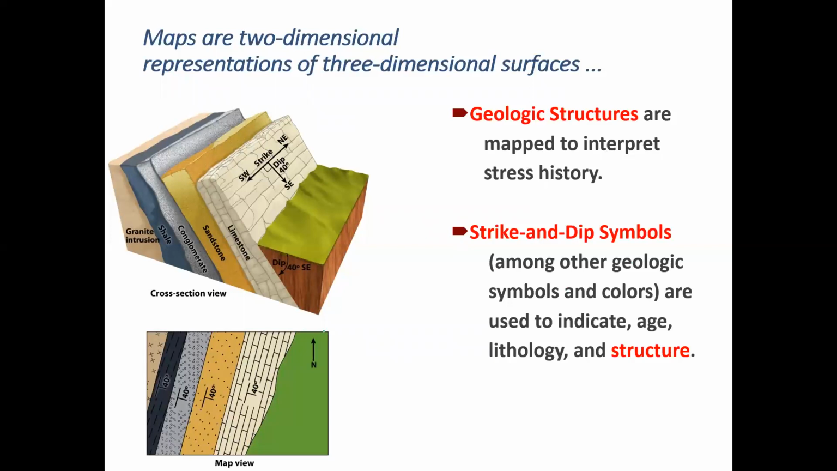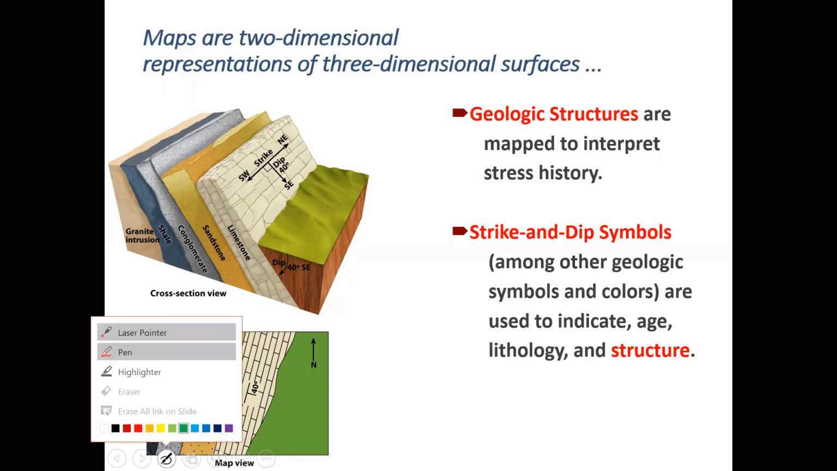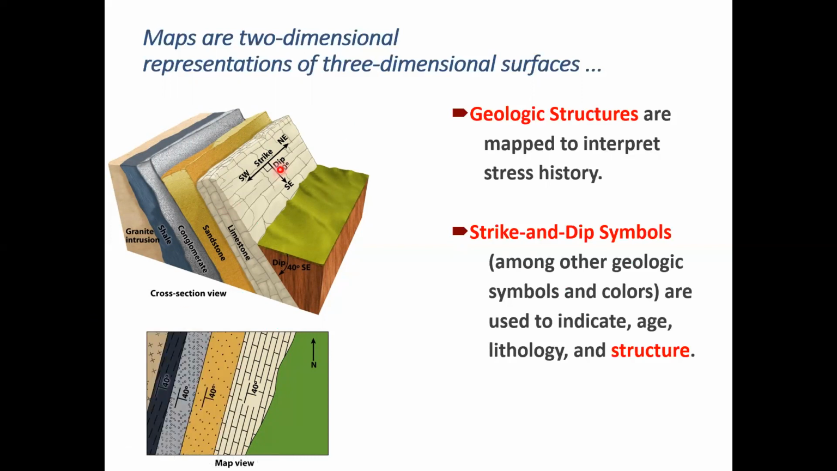Here's an example. These rocks here, here's the strike of the bedrock. The strike is this way, strike line, and then the rocks are dipping this way. They're dipping to the southeast, and we have what the dip angle is. No, we don't have a dip angle on it.